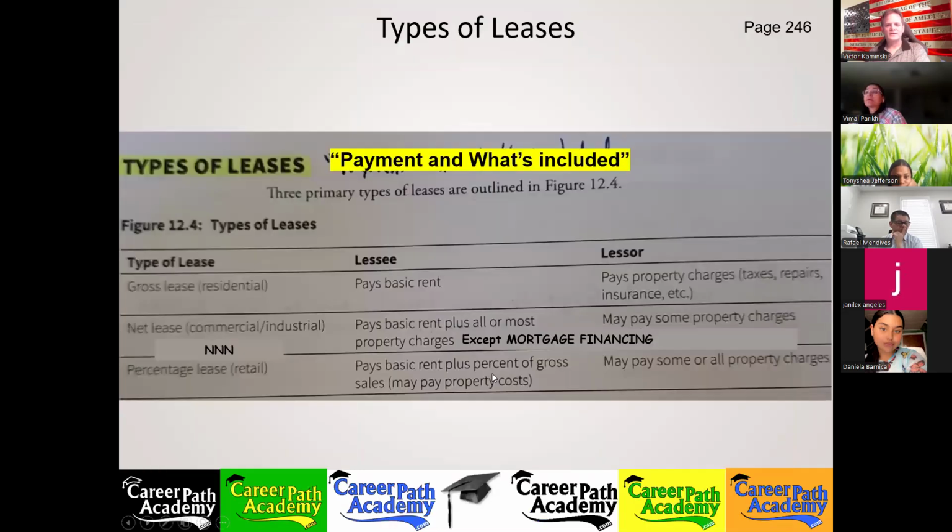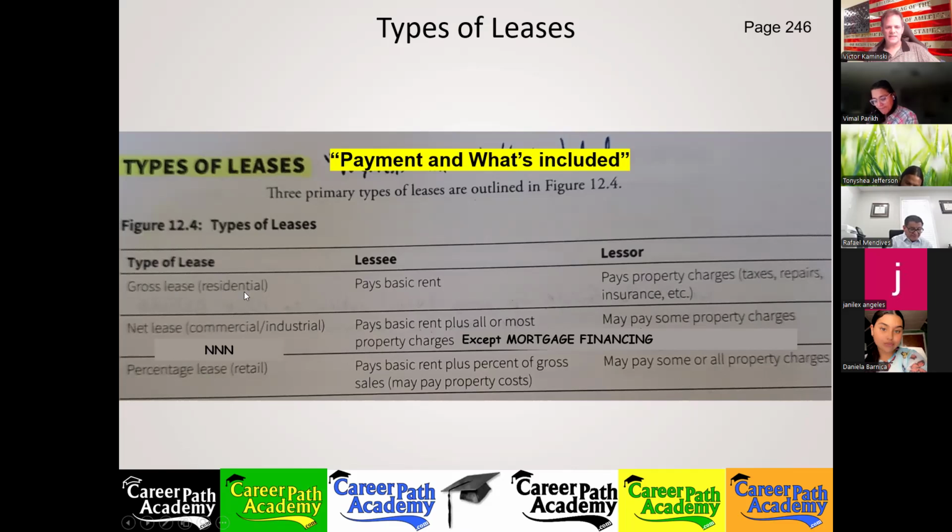Movie. So now we're going to go over the types of leases. I wrote next to this "payment and what's included," because that's what they're talking about. Remember, we already went over leasehold estates at the beginning of this chapter. Now this is talking about the types of leases, the actual types of contracts, which discuss the payment and what's included. So you have a gross lease.